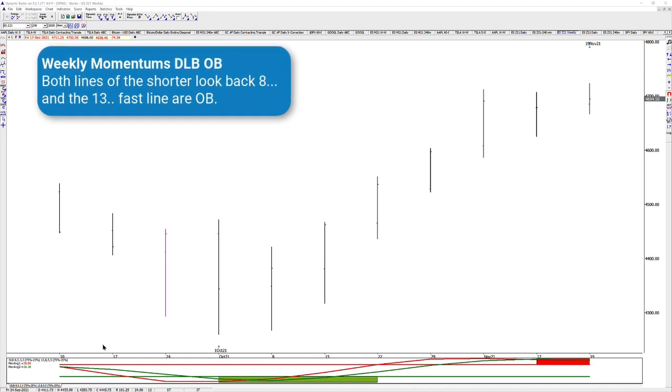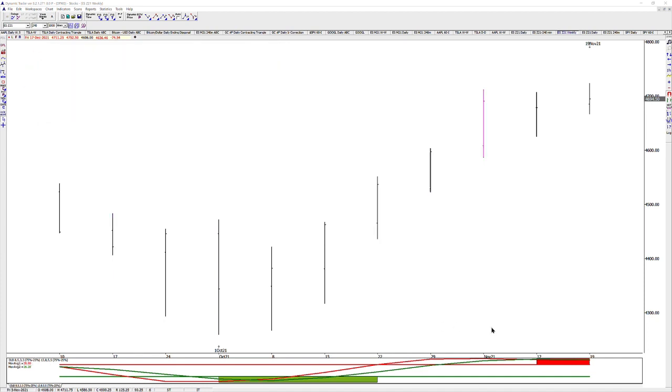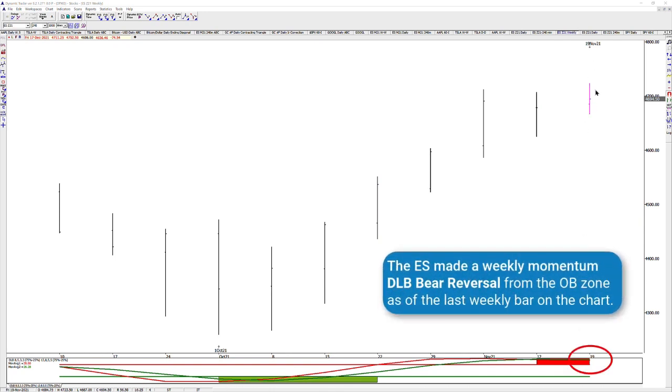And in the lower left-hand corner is where we always have all the details of what makes up whatever indicator is on the chart. As of the last weekly bar in the chart, that was the week ending November 19th, just that week before Thanksgiving, the weekly momentum made a dual look-back bear reversal. Weekly momentums had been dual look-back overbought just for 2 weeks. And the second week, it made a bear reversal.